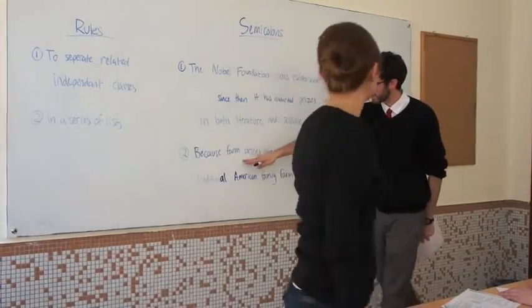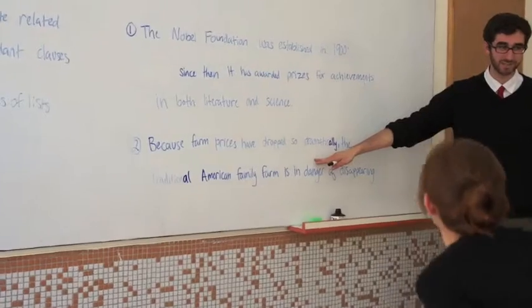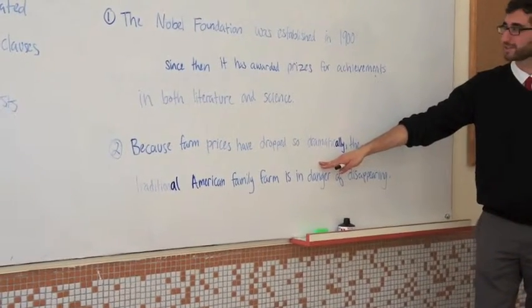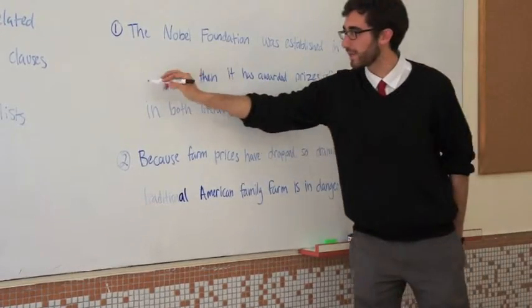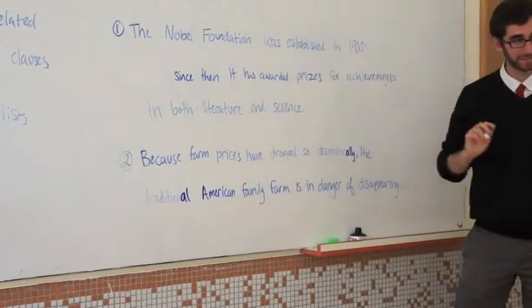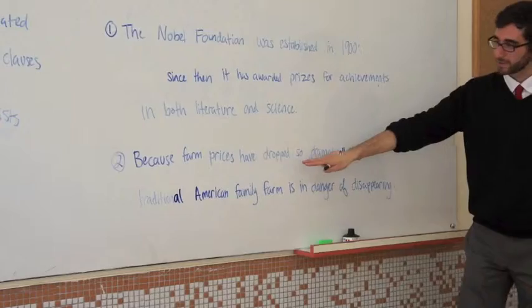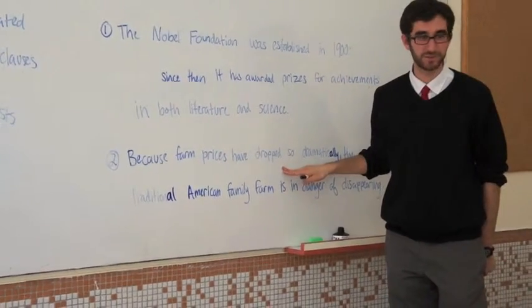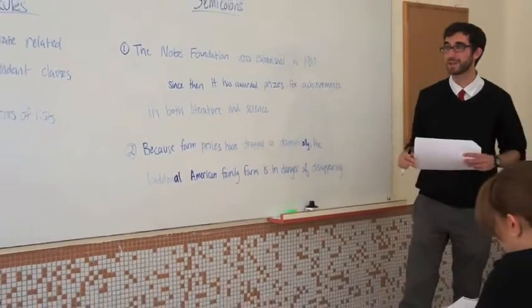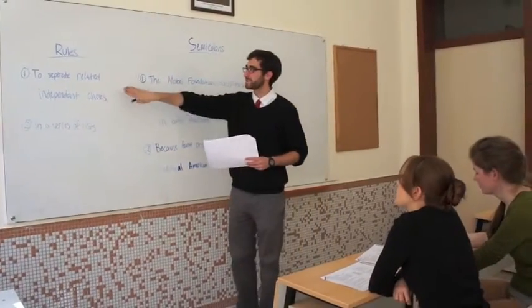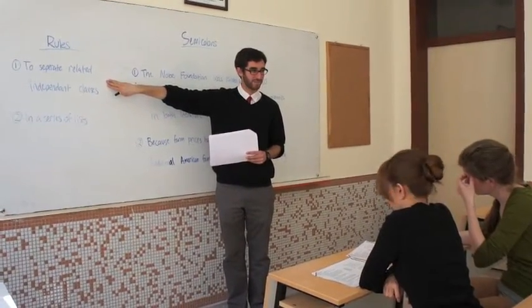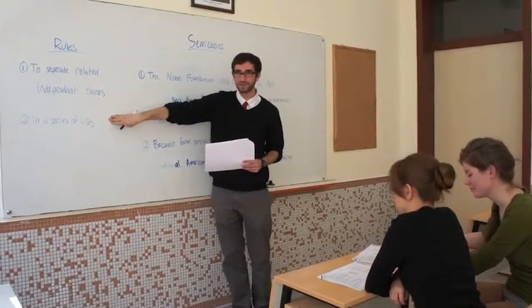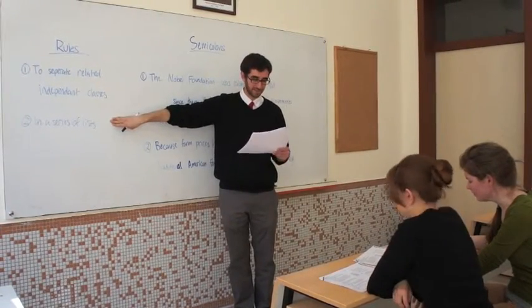Because this first clause is not independent. It's not a complete sentence by itself. Okay, so our first example has a coordinating conjunction, and, which we took out. And the second one, the first clause was not independent, so no need to use a semicolon. Okay, any questions about separating related independent clauses? No? Okay, let's talk about using semicolons in a series of lists.